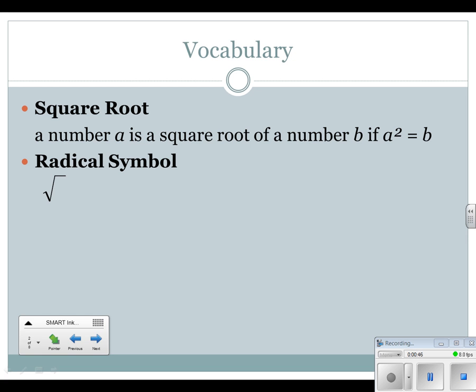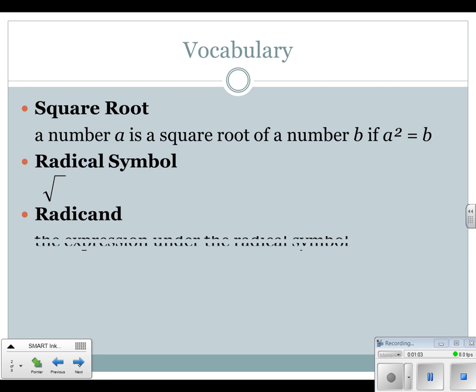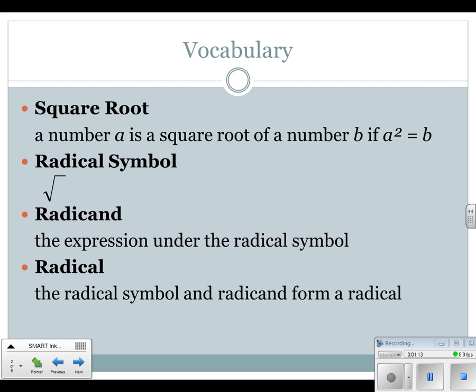But the radical symbol is the symbol we use when we're looking for square roots. You may check your calculator or a calculator application you may have on a smartphone or iPad, and you would see this here as the radical symbol. That will help us find a square root. The radicand is the expression under that radical symbol. So whatever is underneath is the radicand, and the radical symbol and the radicand form the radical. So the whole problem itself, the symbol and the number underneath, is the radical.